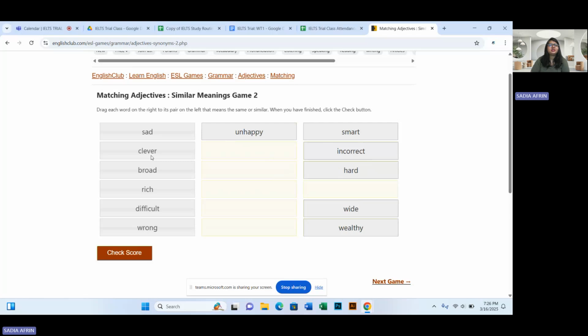Can you find a similar meaning for clever from the words on your right? I can see a similar meaning to clever should be smart. Can you find a similar meaning to broad? I can see wide. Can you find a similar meaning to rich? Is it incorrect? No. Is it hard? No. Then it should be wealthy, right? So you can also apply your elimination trick if you're confused with your vocabulary.